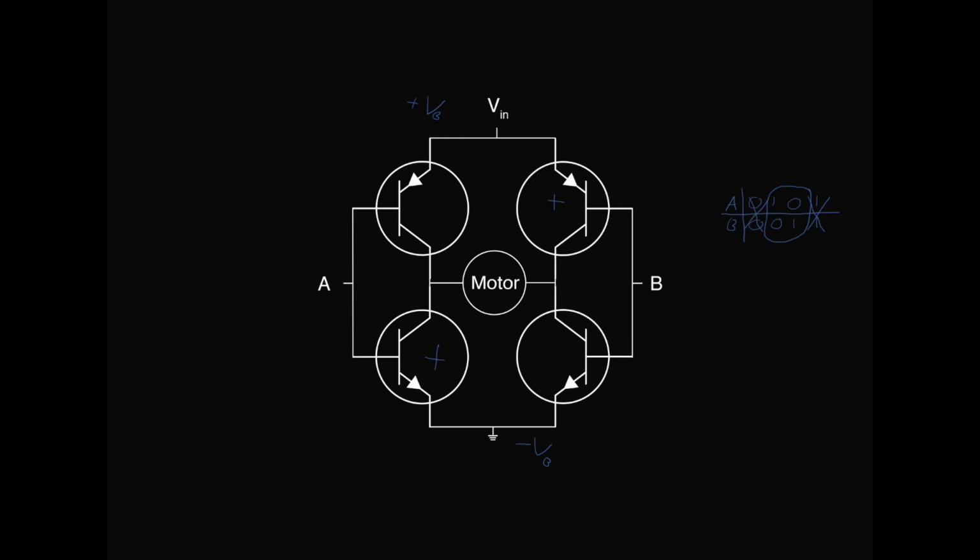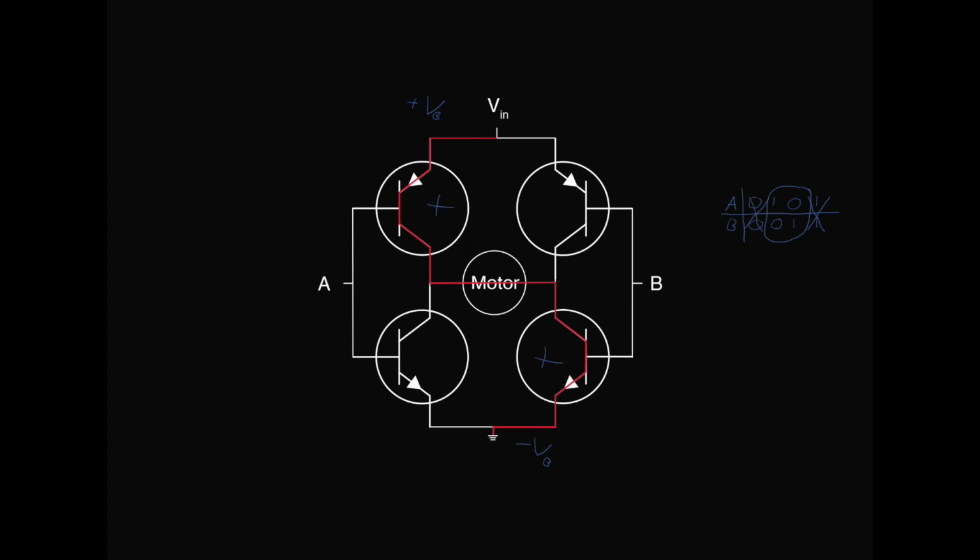Now I know that can be a little hard to picture, so it should look something like this. That's how our current is going to flow through in that first combination. Now, let's say that we combine it in an opposite format. So now we're going to use this other combination. We're going to have A be low and B be high. That will turn this transistor on and this transistor on, which will then allow current to flow in this formation.